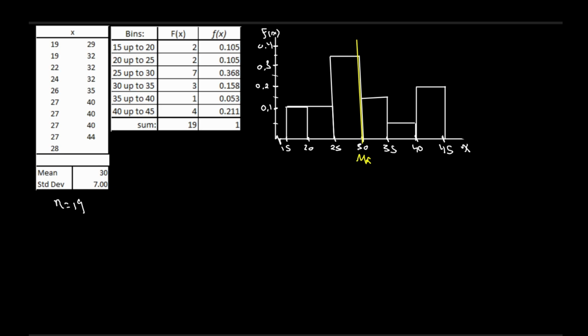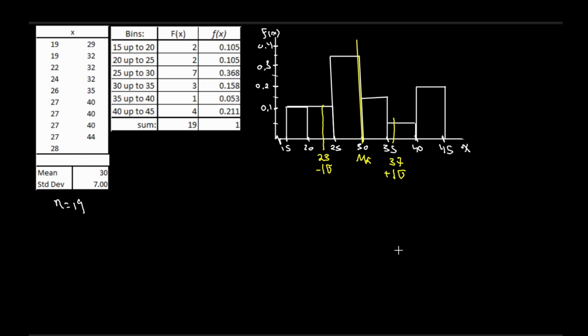So I should expect most of my observations to be within plus or minus 1 standard deviation. What's that going to be? 30 plus 7 gives me 37 on that side. Write that down: 37, that's plus 1 standard deviation. Or on the other side, 30 minus 7, that's going to be 23. That's minus 1 standard deviation.